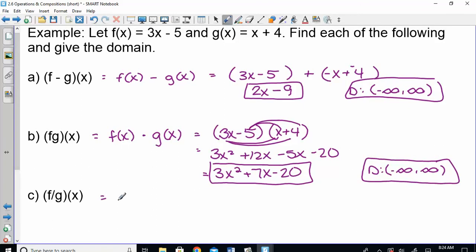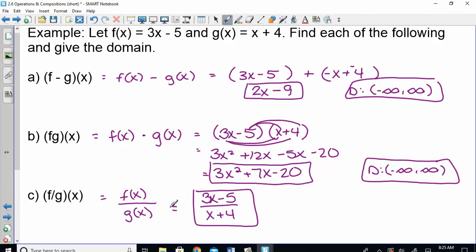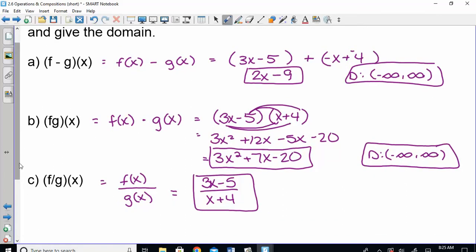Alright. f divided by g. So we have f of x divided by g of x. So f of x is 3x minus 5. g of x is x plus 4. I am not asking you to do long division or anything. If you had like 4x divided by 2x, I would want you to reduce that. Because there's more than one term, we can't reduce anything. So that's all I want for your answer, just a fraction.